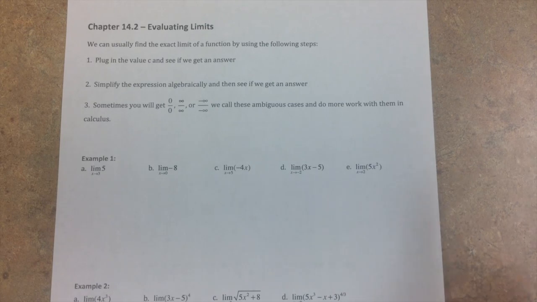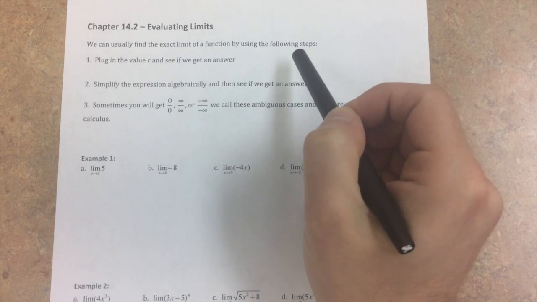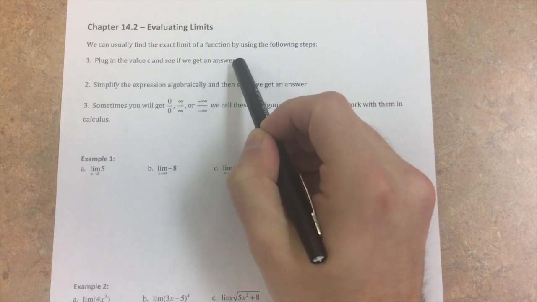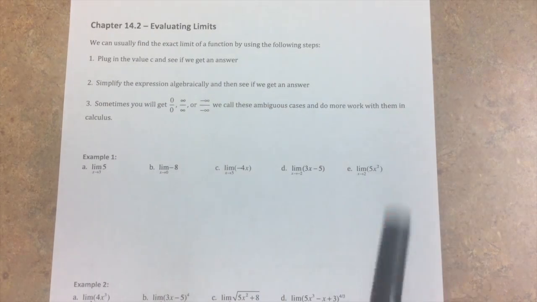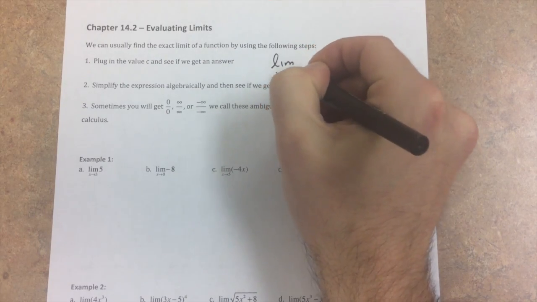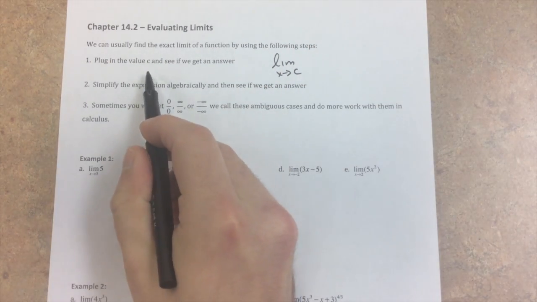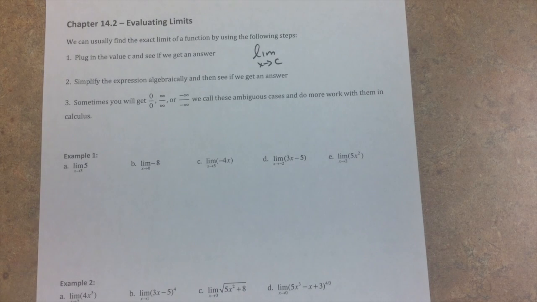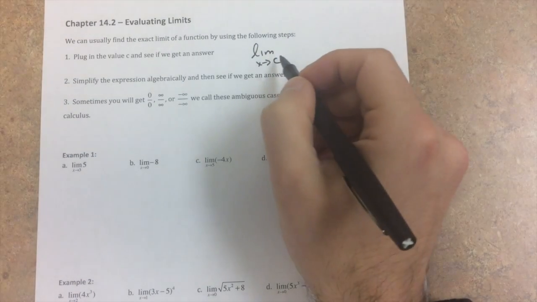What's important to know is, to evaluate a limit, first, plug in the value c for whatever limit you have. So we have limits as x approaches some value c. Plug in value c and see if you get an answer. If you do, that's what the limit is going to be. We kind of showed that in the last section using our tables, but just to be clear, if you can plug in a value, if the value of x is in the domain, then the limit exists.